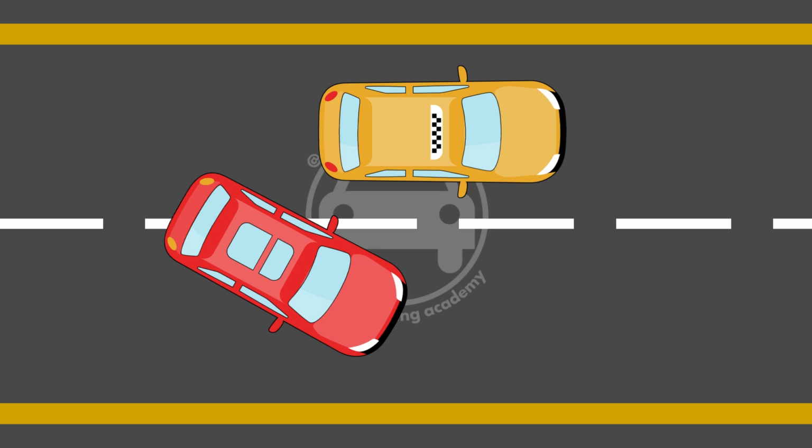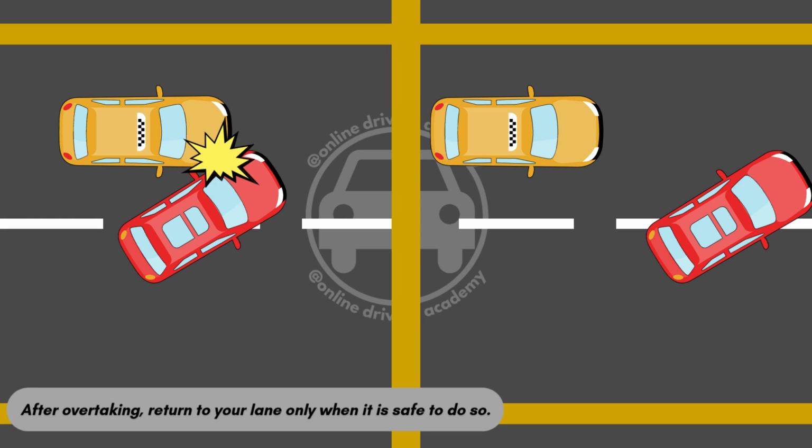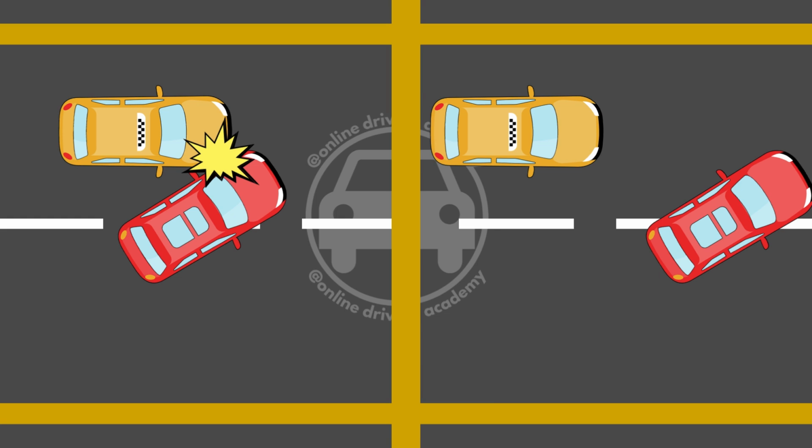and it is safe. Now, after overtaking, you should only return to your lane when it is safe to do so. So don't rush back into your lane, right? Make sure that there's going to be enough space between you and the car that you just passed before moving over. Because if you look at the diagram on the left, you can see that the red vehicle is going to return to the lane too soon, and that's going to cause an accident. However, if you look at the diagram on the right, the red vehicle is only going to return once it's safe to do so. And this is going to ensure that everyone is going to stay safe on the road.